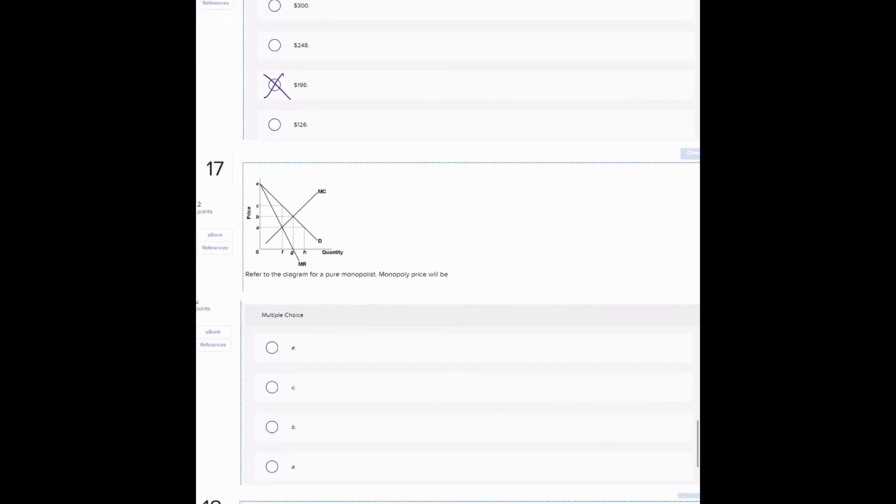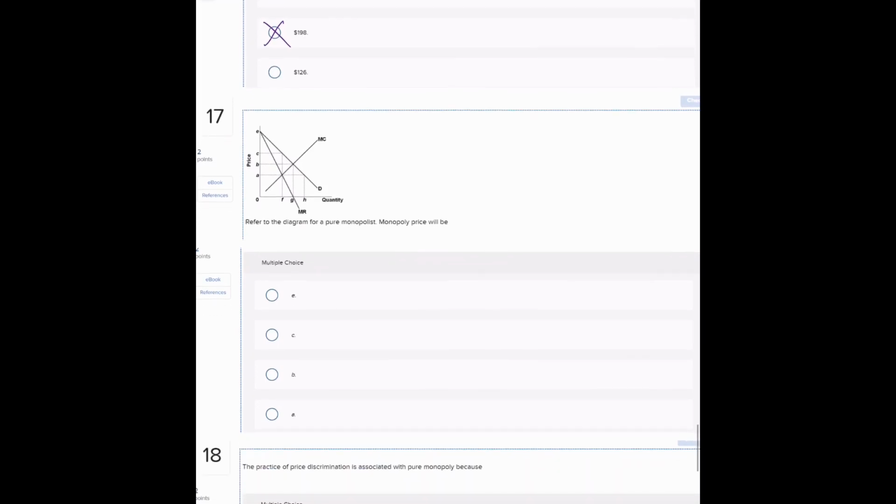Number 17, refer to the diagram for a pure monopolist. Monopoly price will be, we're going to find MR equal to MC as our output decision. We're going to carry it up to the demand curve over here, and the price is C. The practice of price discrimination is associated with pure monopoly because monopolists have considerable ability to control output and price. They have that ability in the first place.